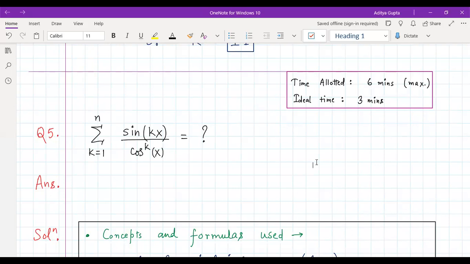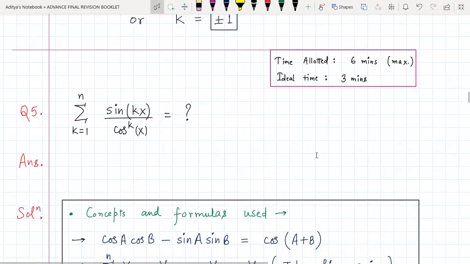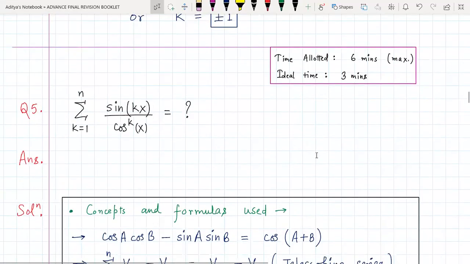Now today we have another interesting question from the chapter of trigonometry. The question basically is asking us to find the given summation, sine of kx upon cos x power k. The time allotted for this question would be 6 minutes, and the maximum would be 6 minutes. Ideally, you should try to do it within 3 minutes. All right, so give the question a try.